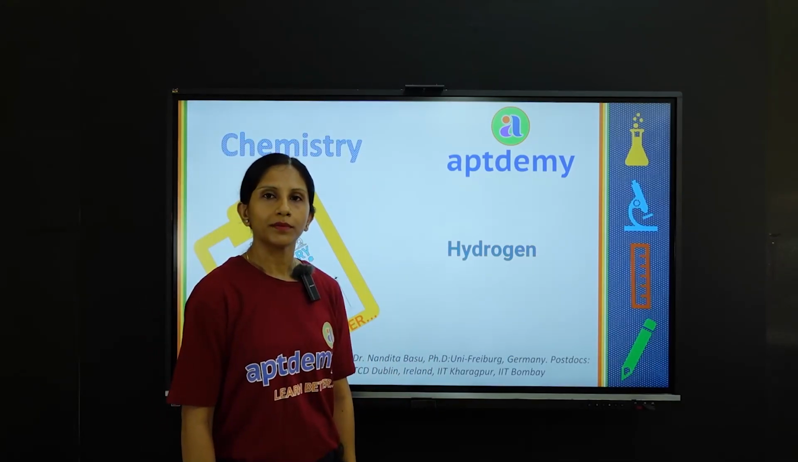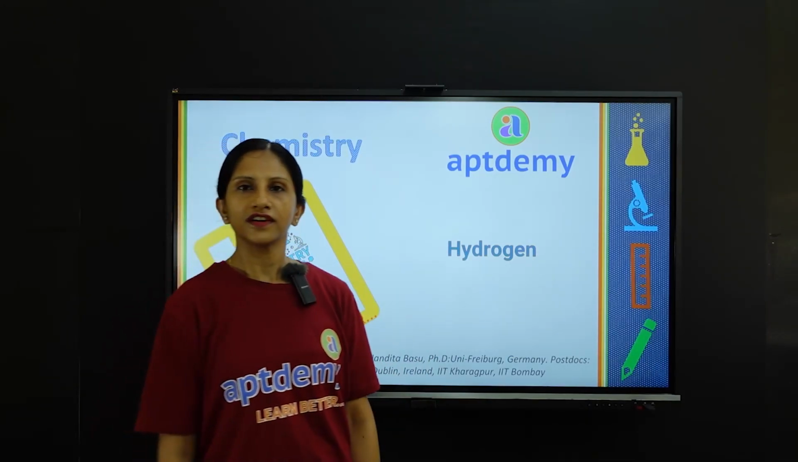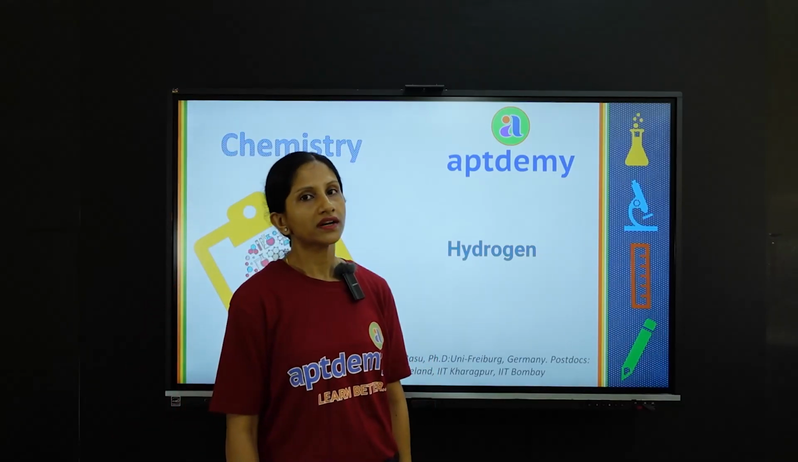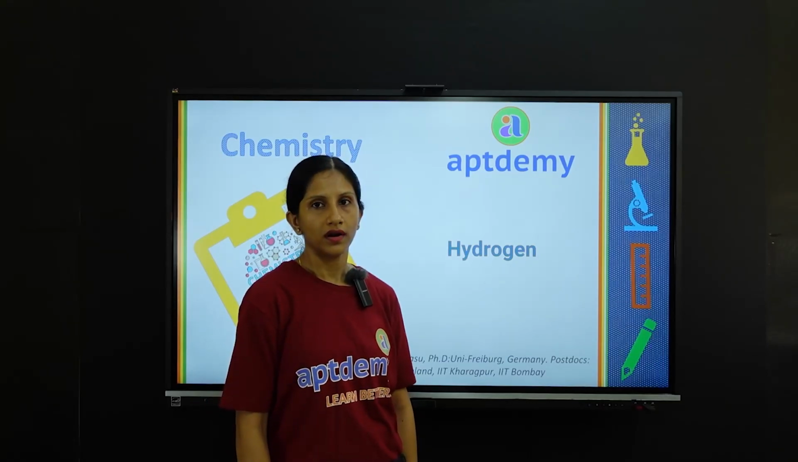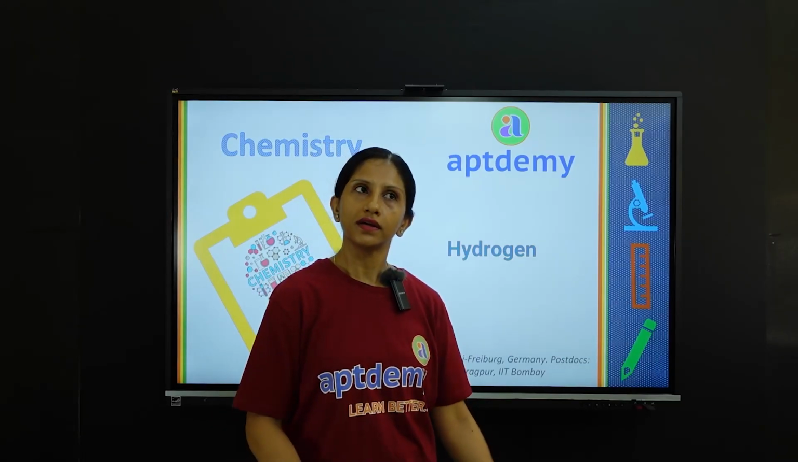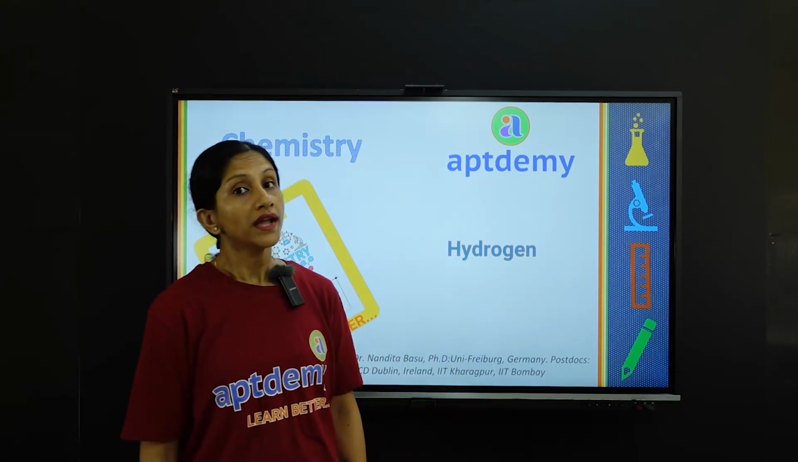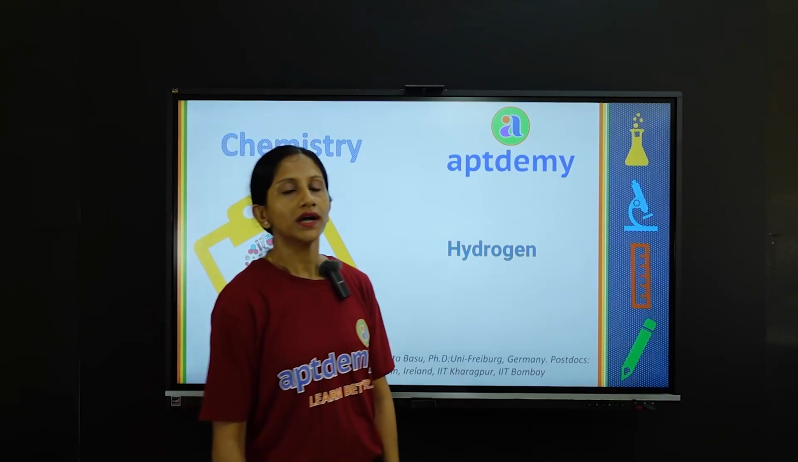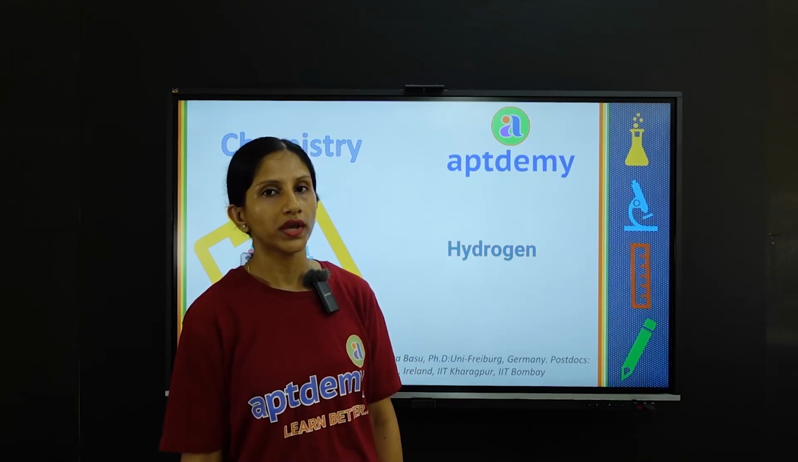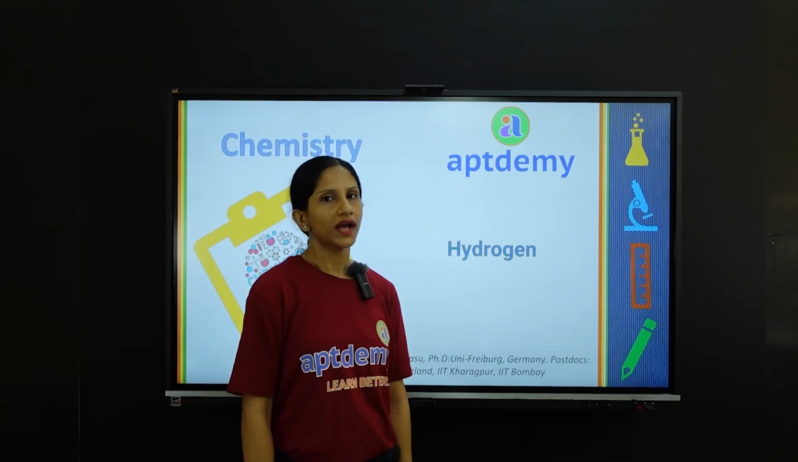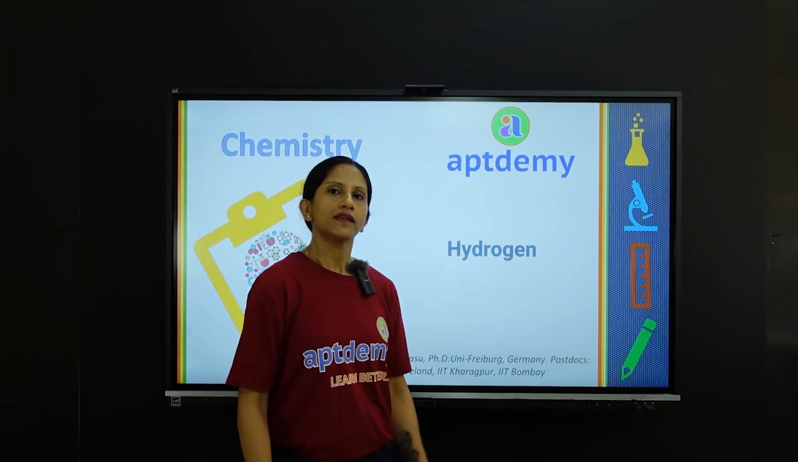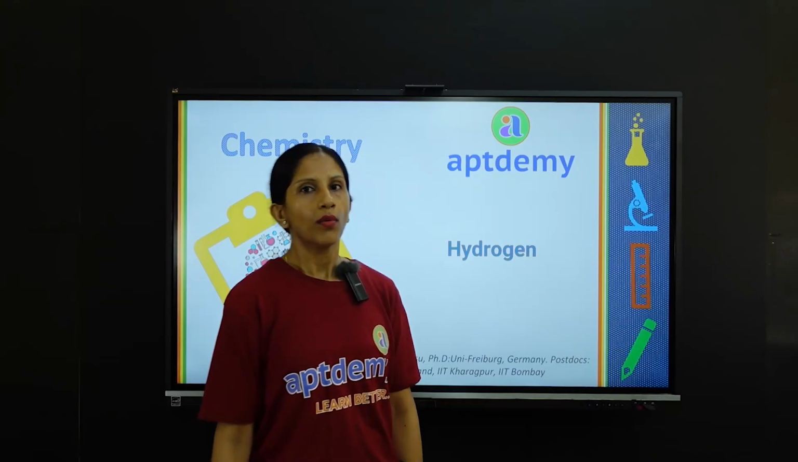Another interesting aspect about hydrogen is its position in our periodic table. Hydrogen has the outer electronic configuration ns1, or 1s1. It resembles the electronic configuration of the alkali metals of group 1. That's why hydrogen shows similarities in properties with alkali metals. At the same time, hydrogen shows similarities in properties with halogens.